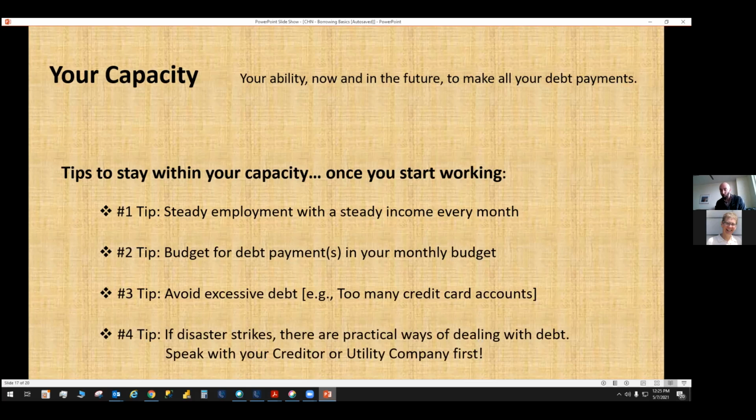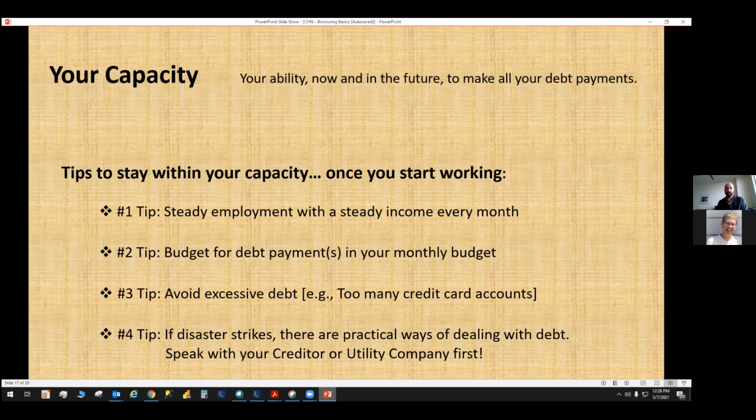And then tip number 4, if disaster strikes, let's say you have steady income and all of a sudden your hours are reduced at your work, or you lose your job, right? All of a sudden you have no income, or very much less income than you had planned on. And now your debt to income ratio has expanded from 35% to 70% because your income was cut in half. There are practical ways to deal with this.